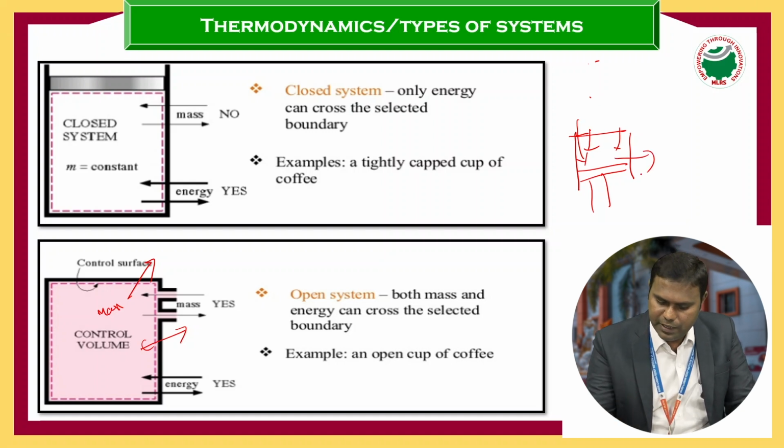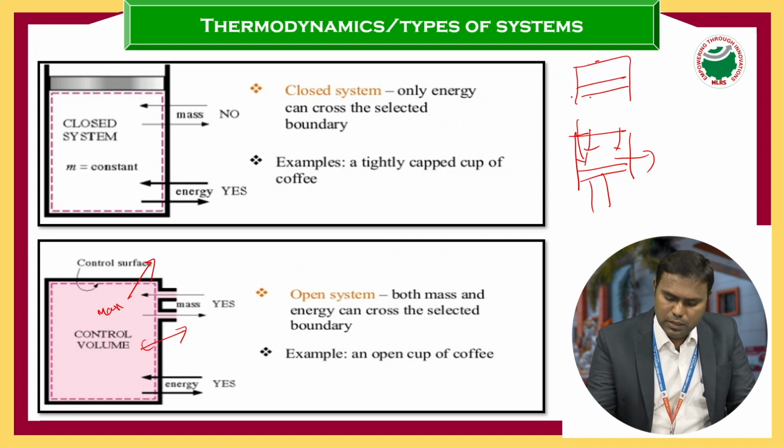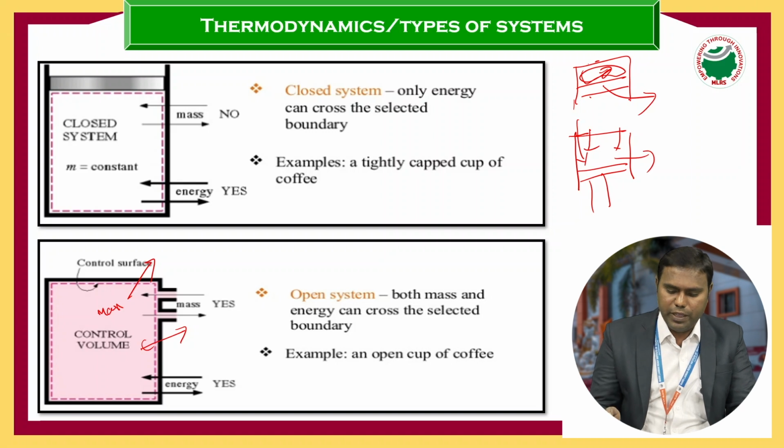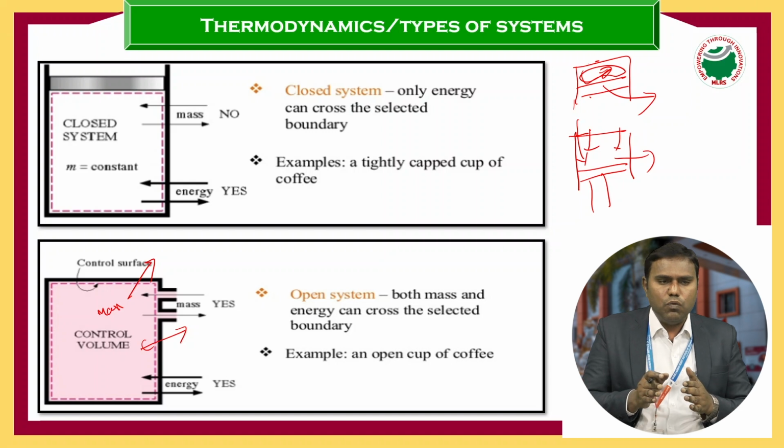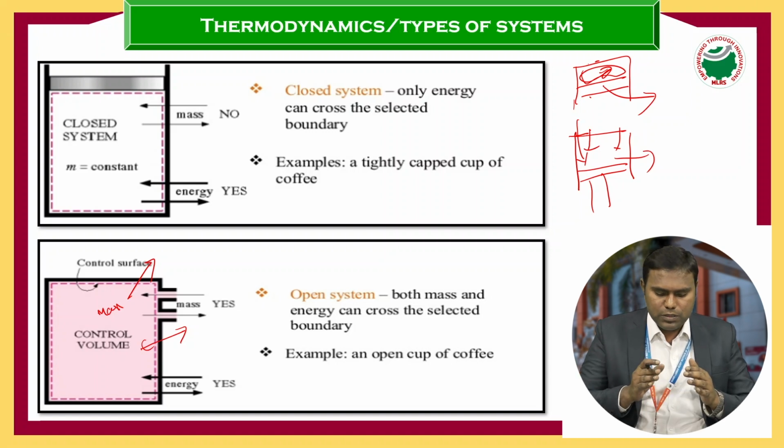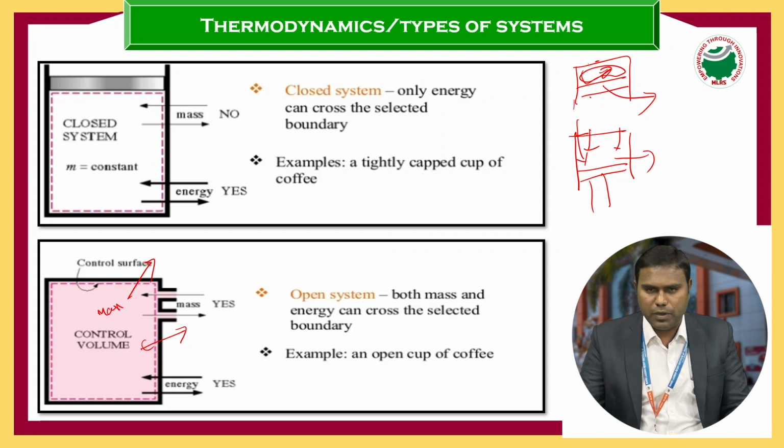In the piston cylinder arrangement, if you don't have any walls, the mass of the system is fixed and only energy transfers from the system to the surroundings, then it is called a closed system. Closed system means there is a fixed quantity of mass, and only energy transfers across the boundary. Open system means both mass transfer and energy transfer across the boundary.